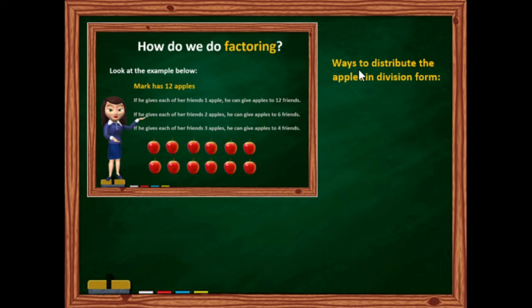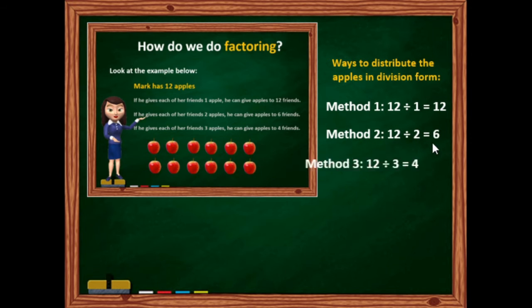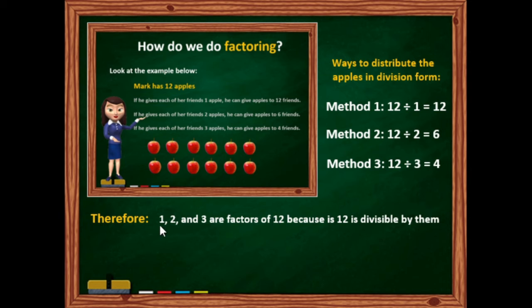There are different ways to distribute the apples in division form, as I have mentioned last time. First, you can have this: 12 divided by 1 equals 12. Or, you can have 12 divided by 2 equals 6. 12 divided by 3 equals 4. Therefore, 1, 2, and 3 are factors of 12 because 12 is divisible by them.